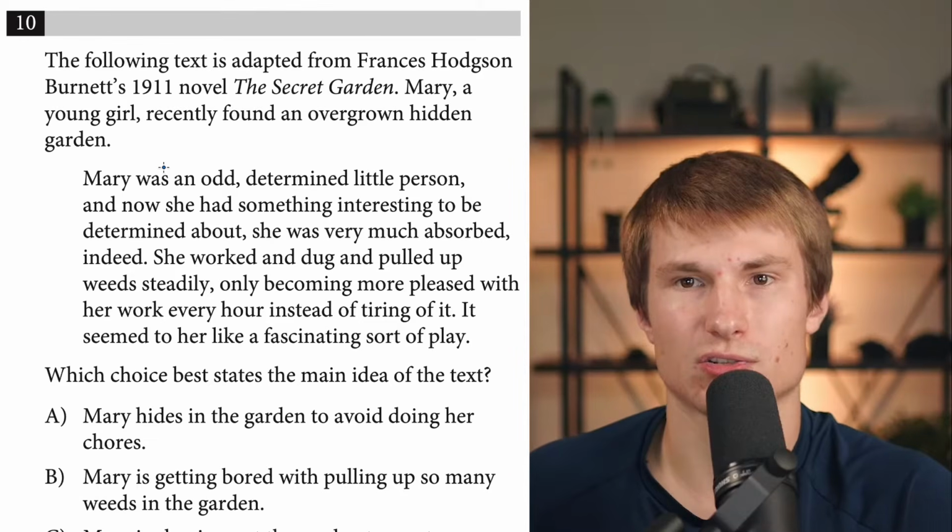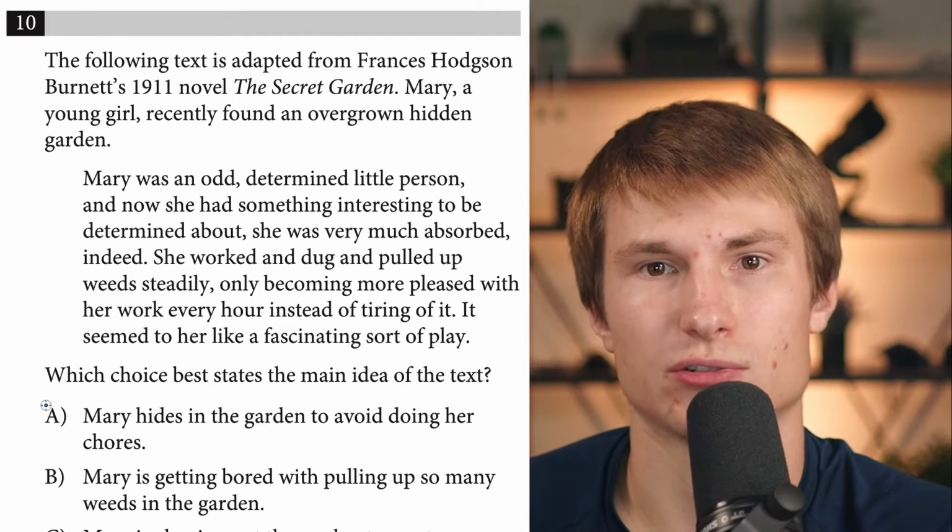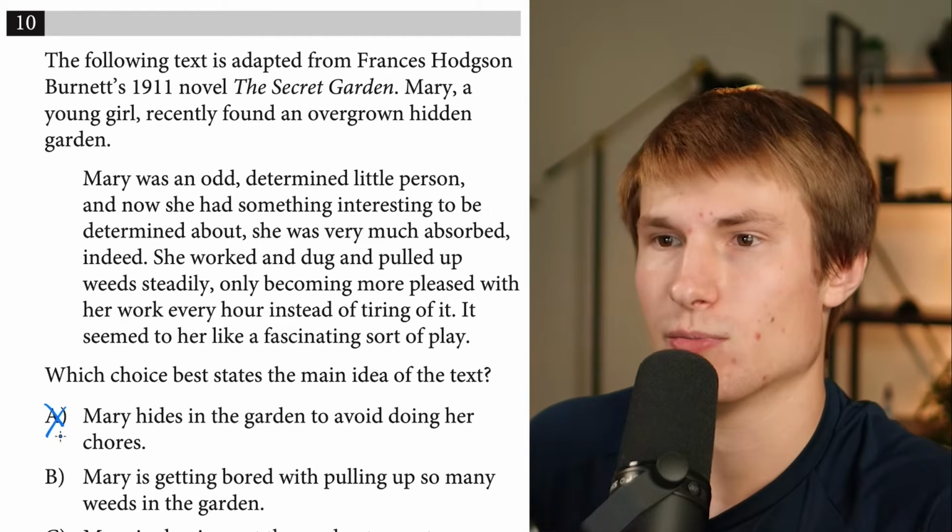Which choice best states the main idea of the text? We've got option A, Mary hides in the garden to avoid doing her chores. There's no support for that. B, Mary is getting bored with pulling up so many weeds in the garden.